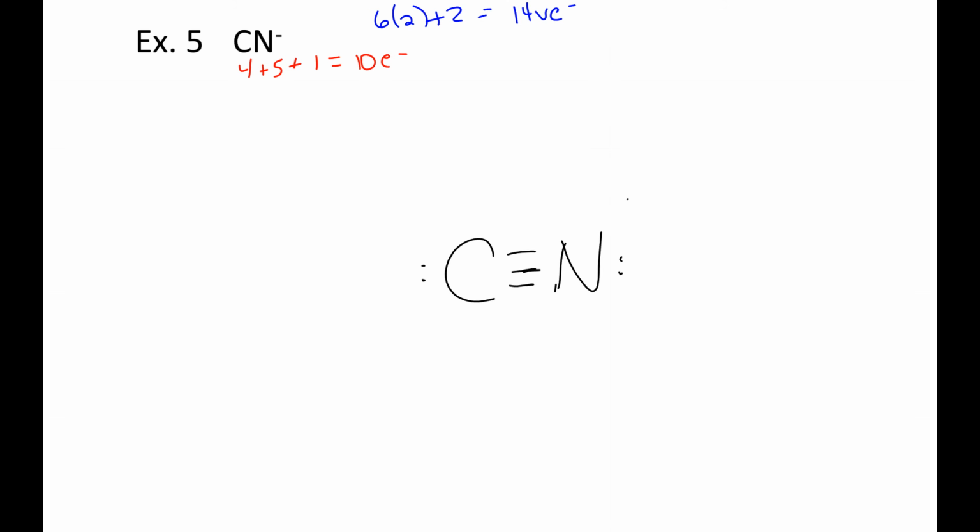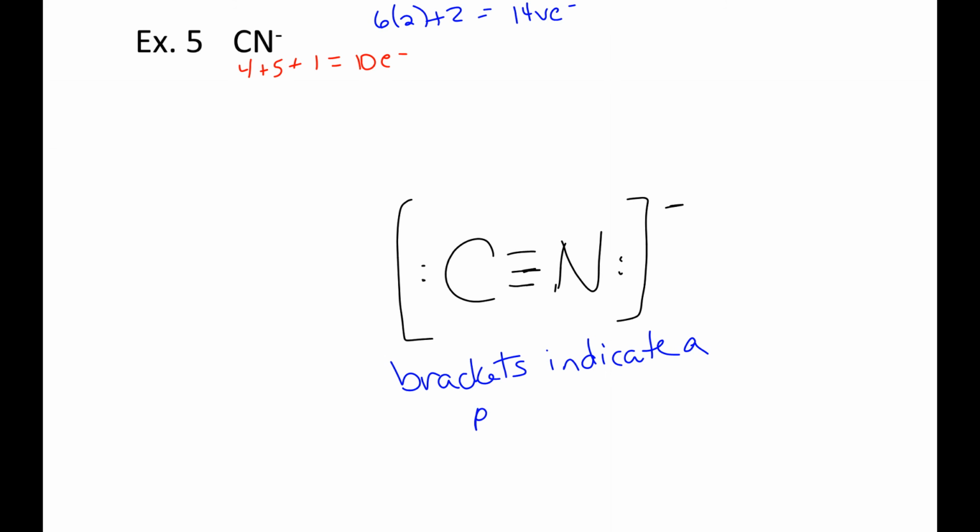Now, remember, it picked up an extra electron. So we have to draw brackets. The brackets indicate it's a polyatomic ion. That means it's got a charge. Okay? So hopefully you understood that. I'll explain more tomorrow, if you don't understand.